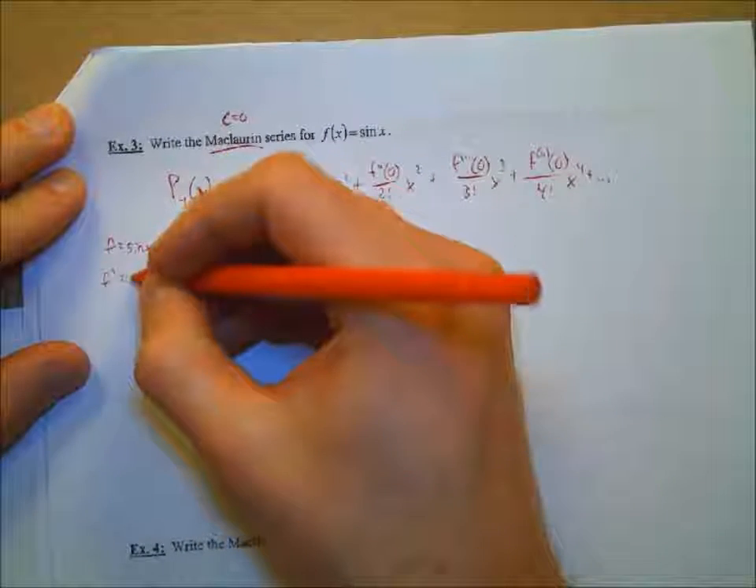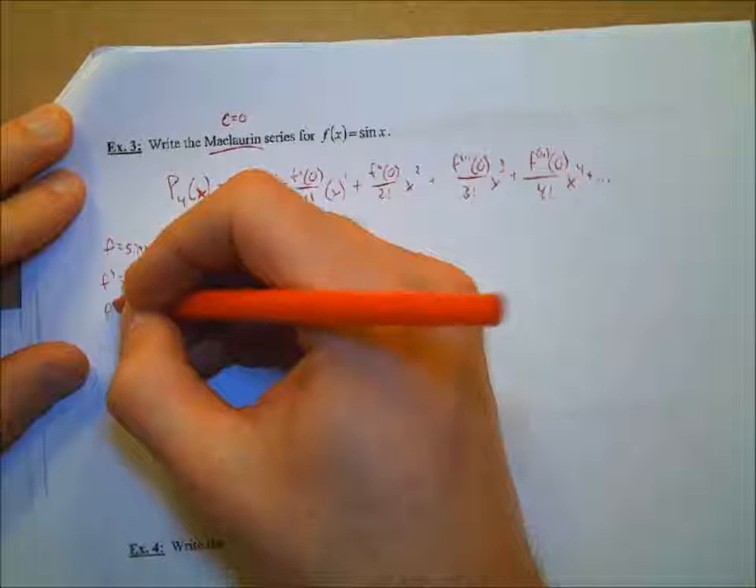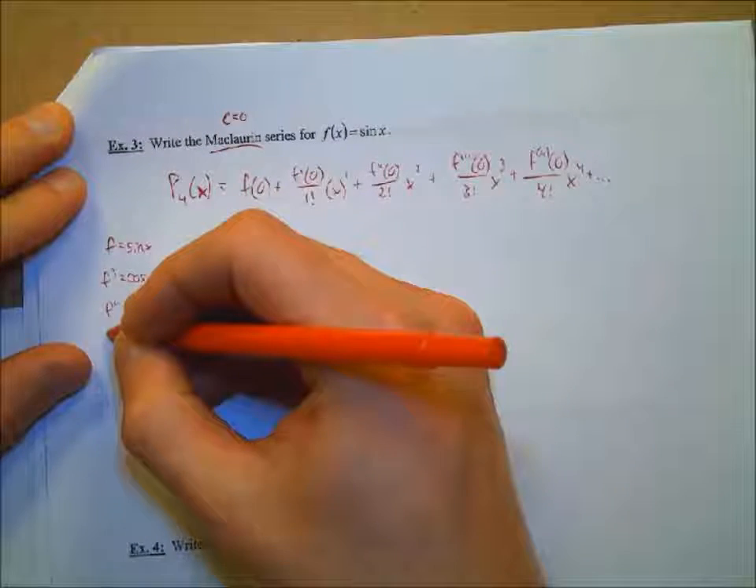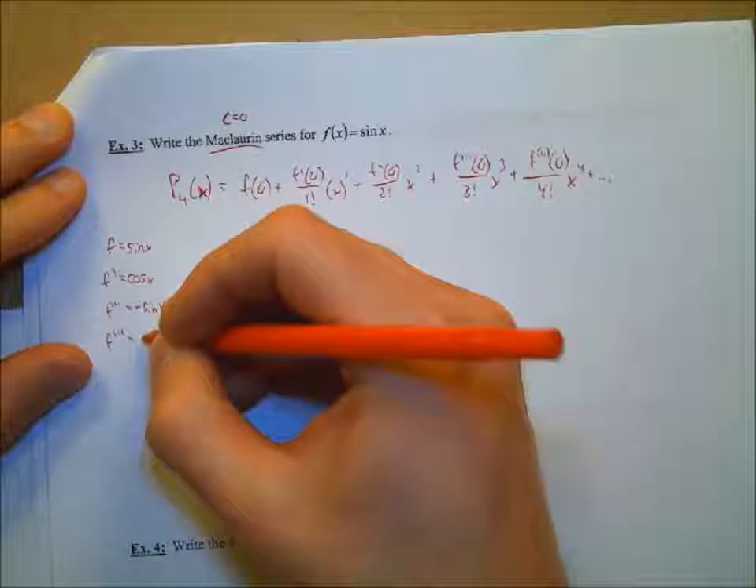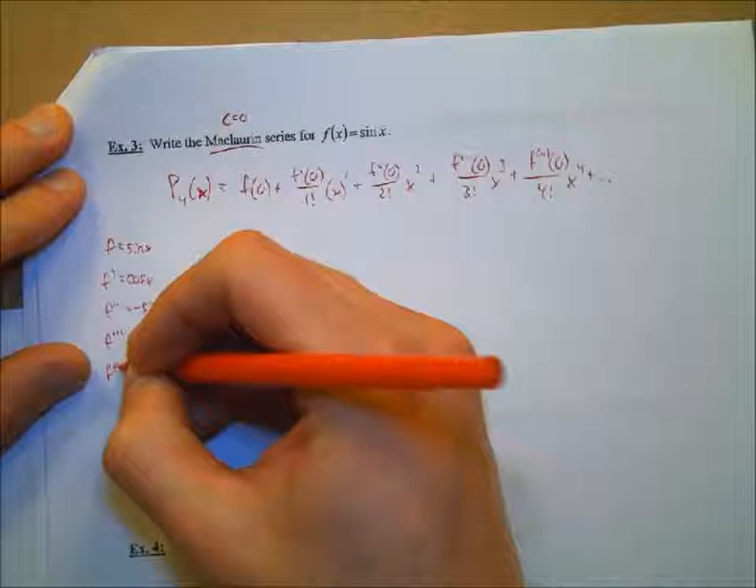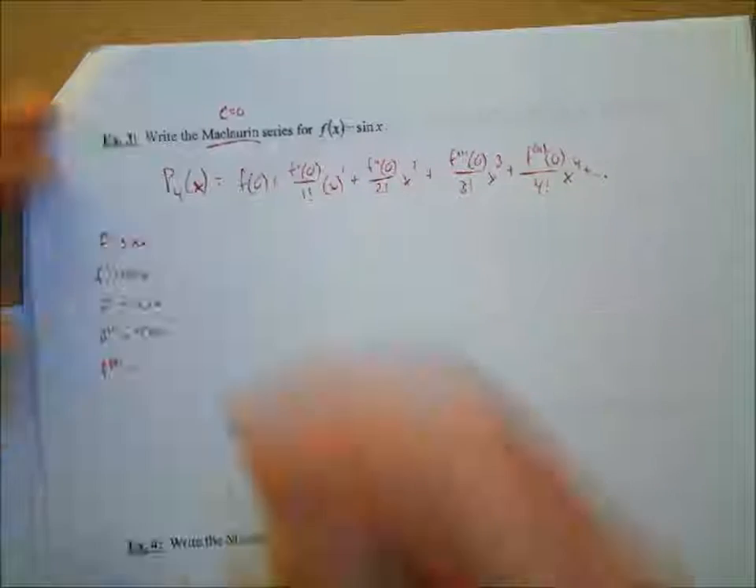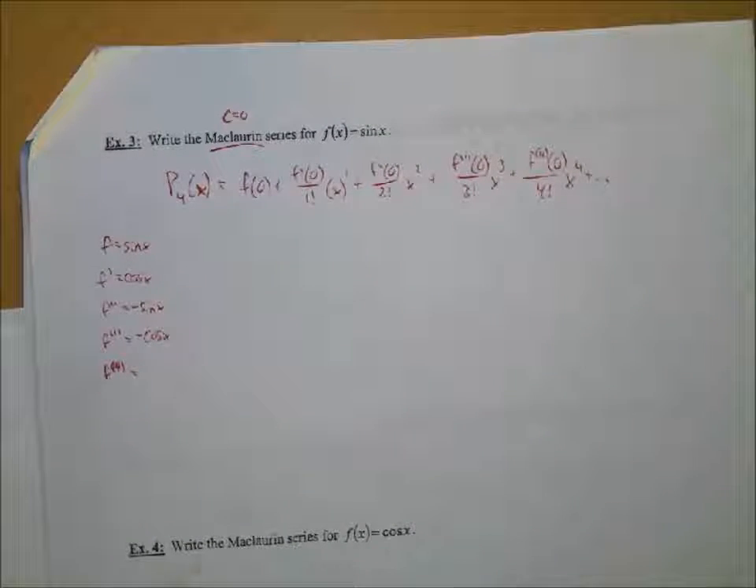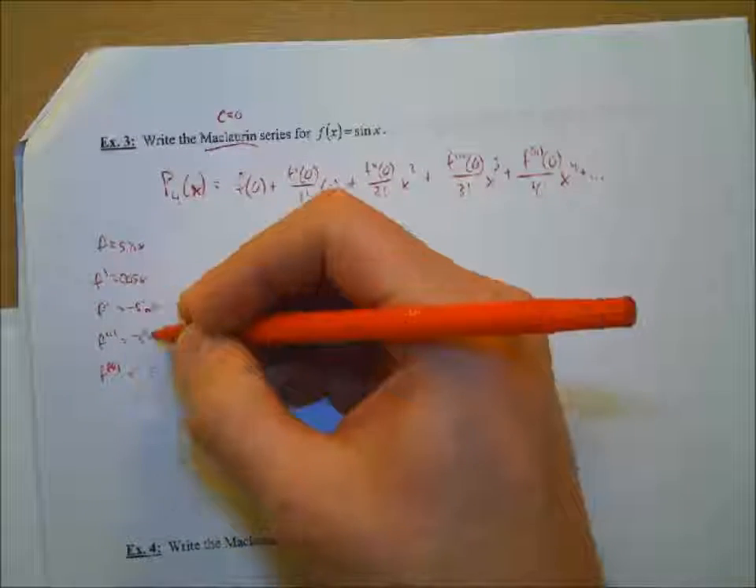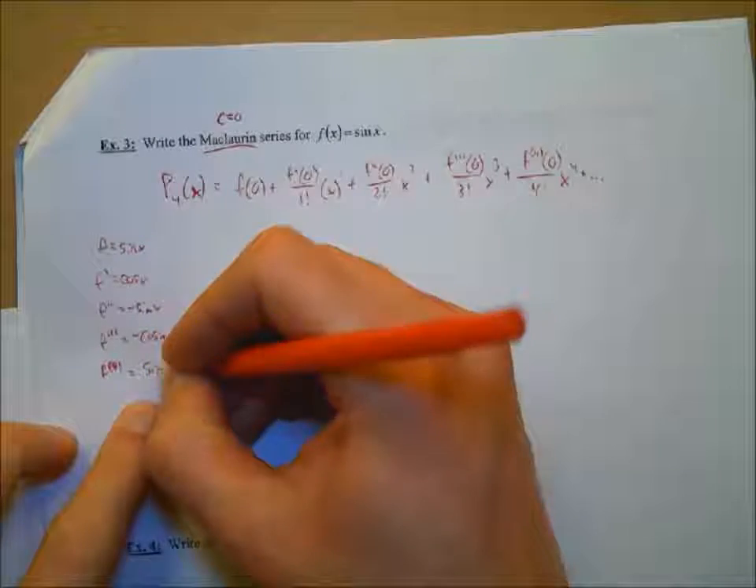So we've got sine, the derivative of sine is cosine, the derivative of cosine is negative sine, and the derivative of negative sine is negative cosine. The derivative of negative cosine goes back to positive sine, right? Because the derivative of cosine is negative sine, so negative negative sine becomes positive sine of x.